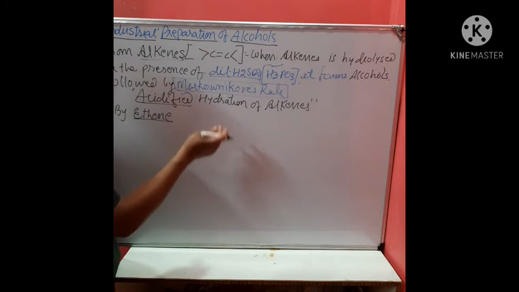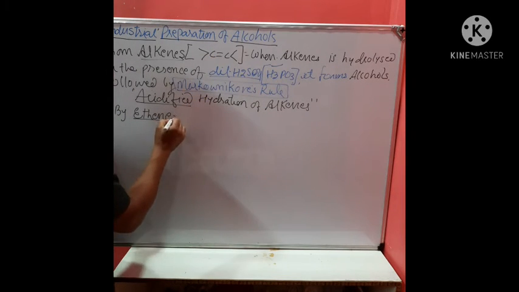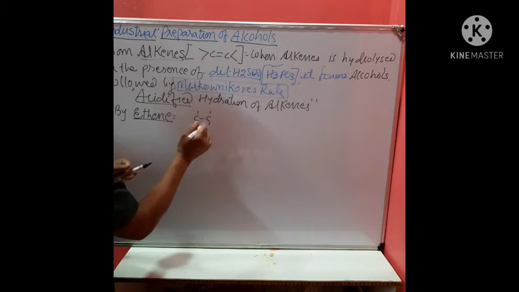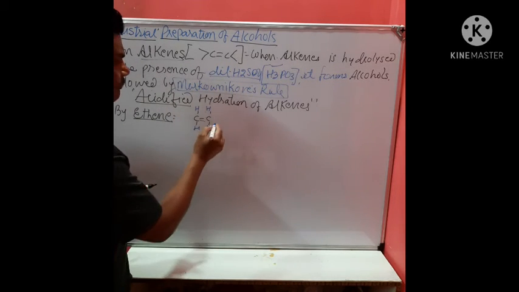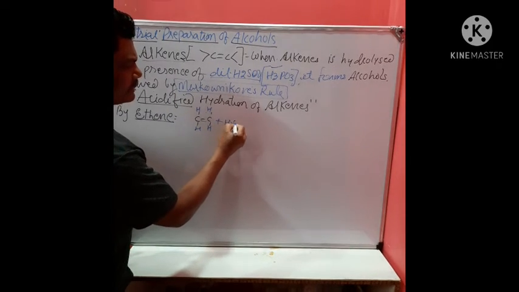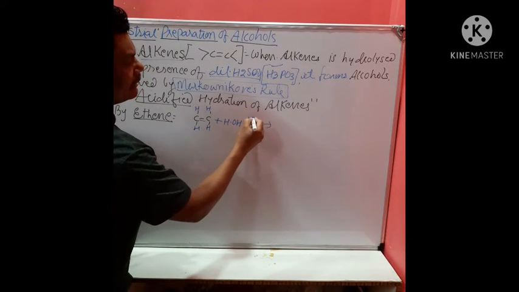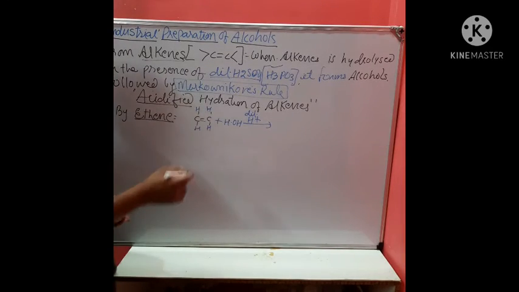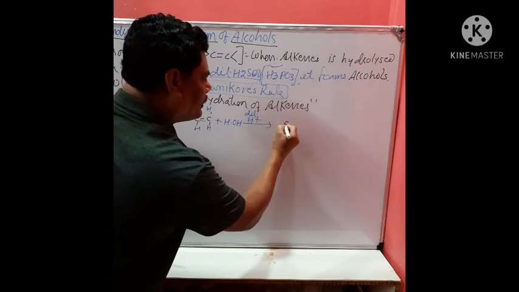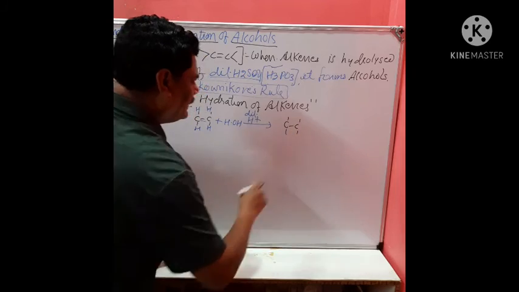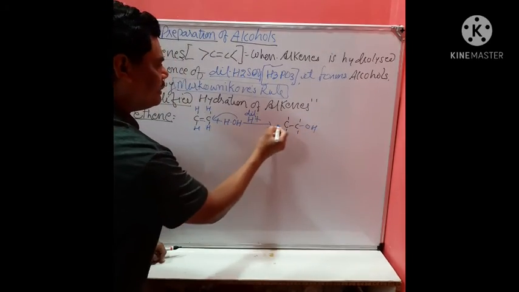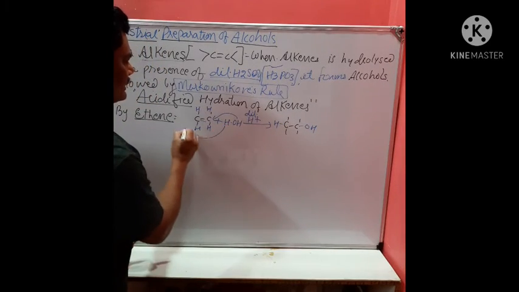So I am directly writing the reaction. When C2H4, that is ethene, is hydrated, HOH, using acid catalyst. Remember, student, again it must be dilute. Why dilute? I will explain. It forms CH3CH2 and the OH attaches here. This is OH and there will be one of the H, this H.